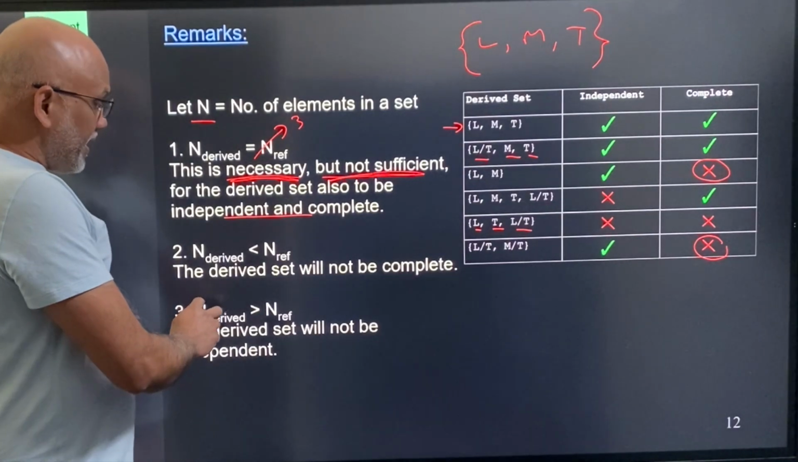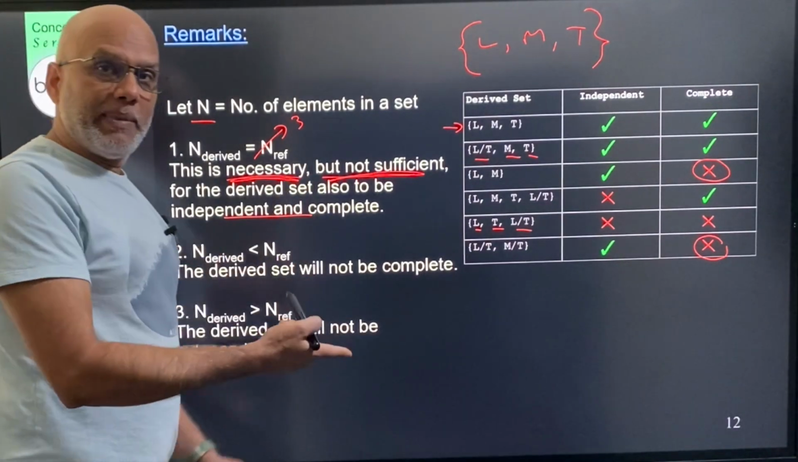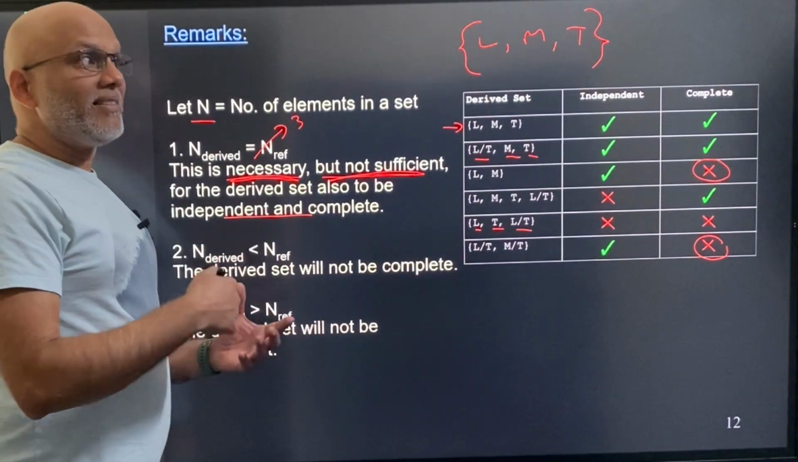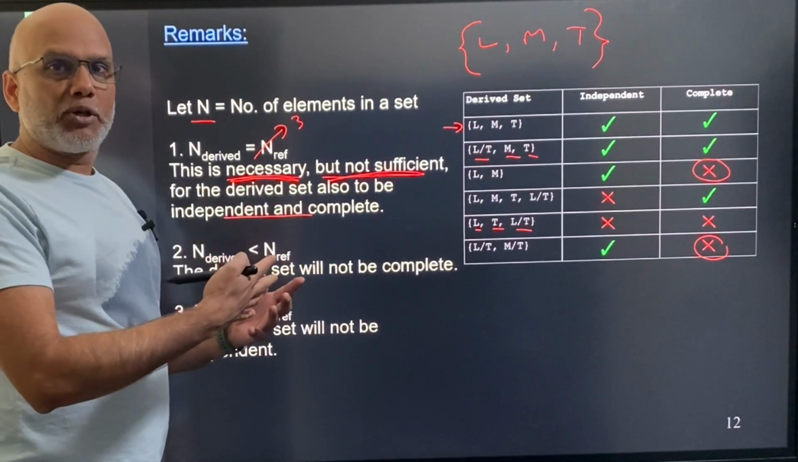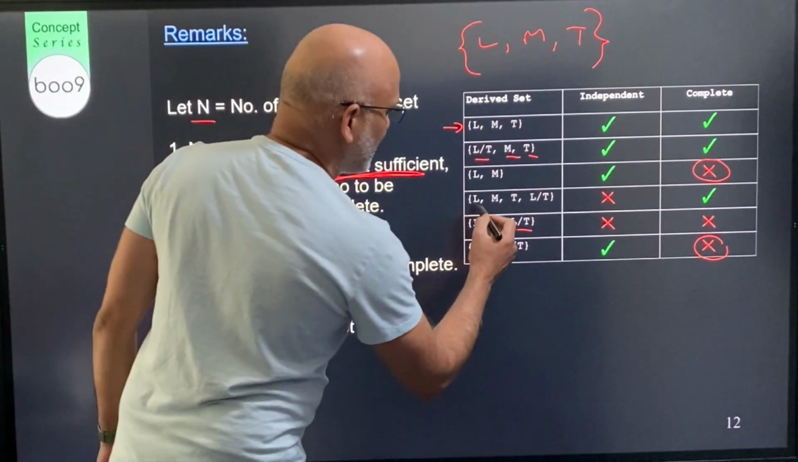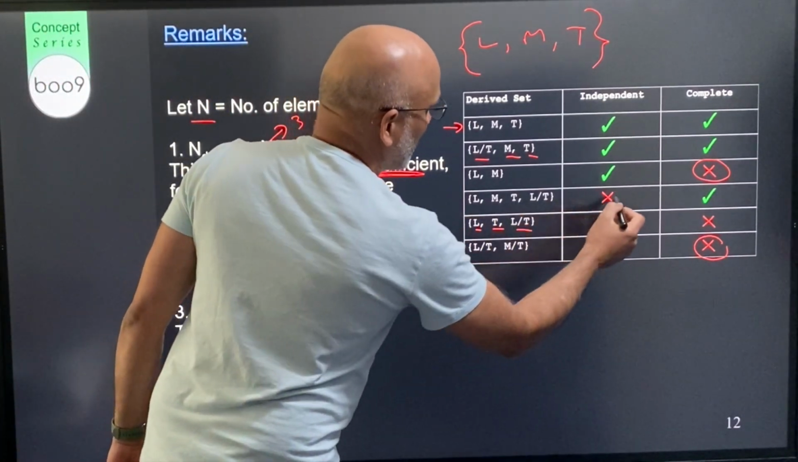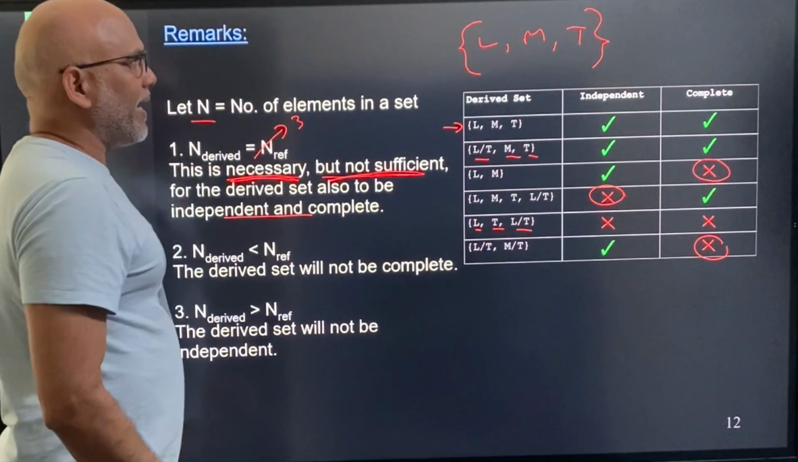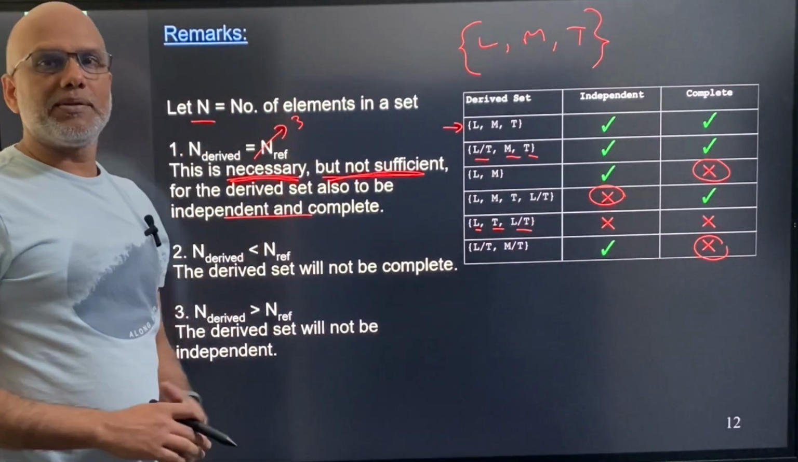Now if the derived set has more elements than the reference set, then some of them are going to be dependent, right? So they are not going to be independent. So for example, in this case, it has 4 elements, so it is not going to be independent, right? I thought I would just put it in here.